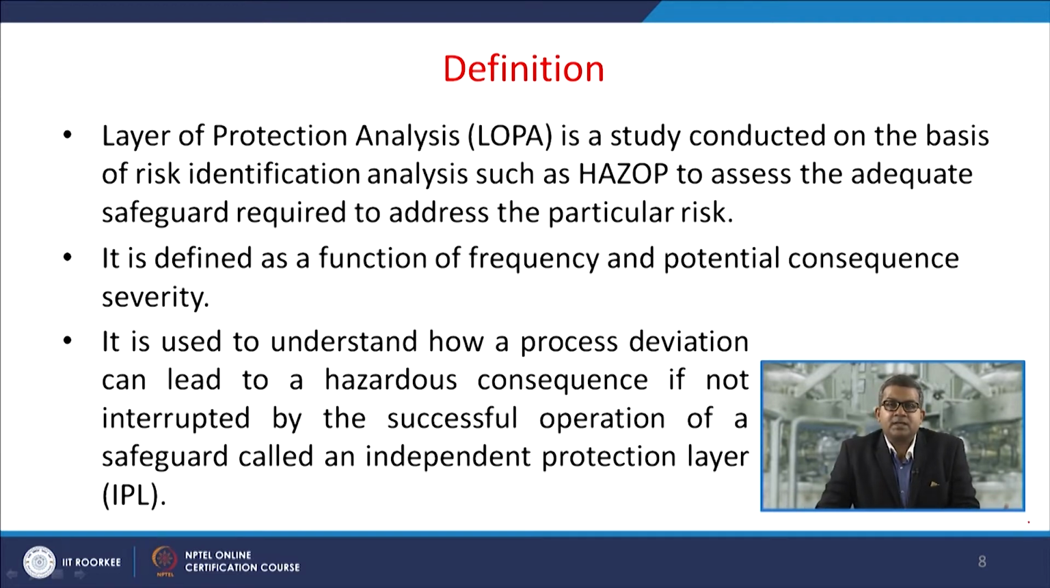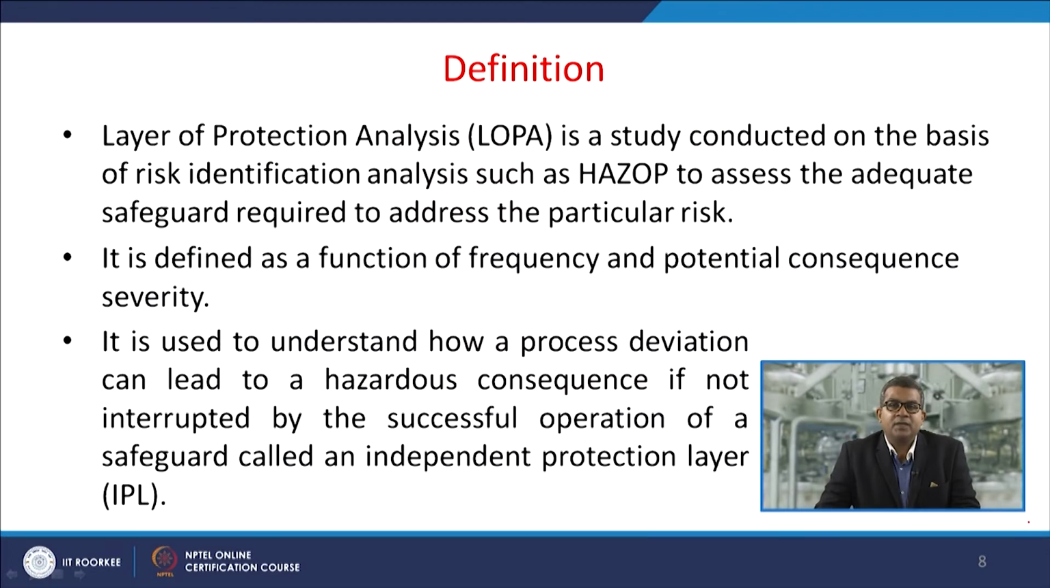So nowadays it is an upcoming field, because it gives you an optimized level of safeguard tools, so it is defined as a function of frequency and the potential consequence severity. So it is used to understand how a process deviation can lead to a hazardous consequence, if not interrupted by the successful operation of a safeguard. And sometimes this particular aspect is referred to as independent protection layer or IPL.